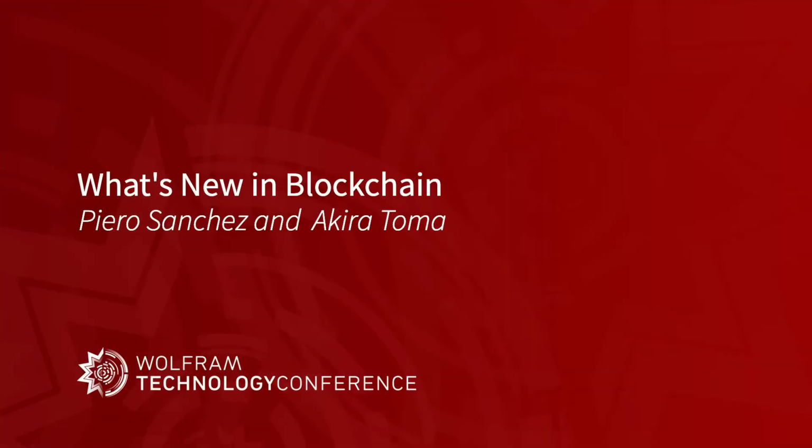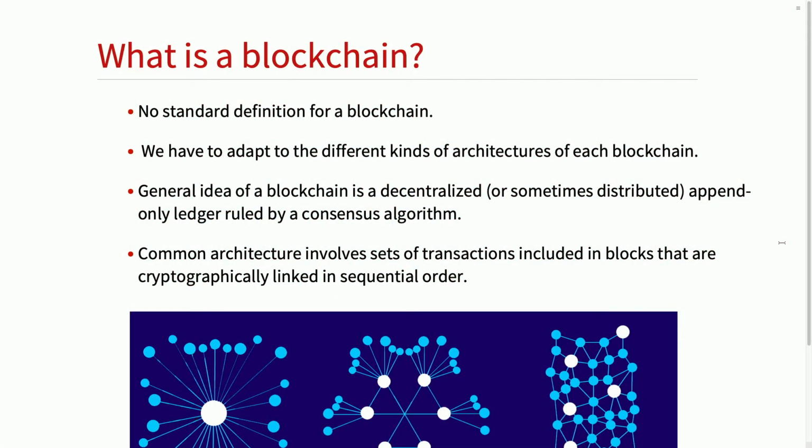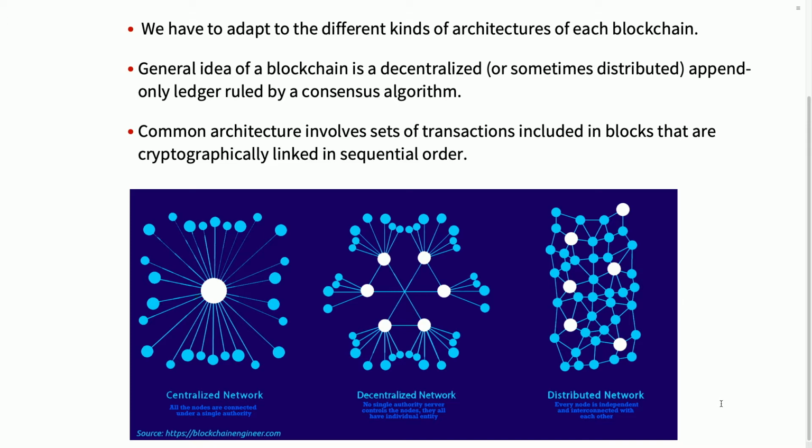For those of you that are not familiar with the topic, let's start with the question: what is a blockchain? There's really no standard definition for a blockchain. We usually have to adapt to the different architecture for each blockchain, but as a general idea, a blockchain is a decentralized or distributed append-only ledger. In the image below, each of these dots represents a node in the network, and each of these nodes has a copy of the blockchain. The way they agree on the validity of this blockchain is by a consensus algorithm.